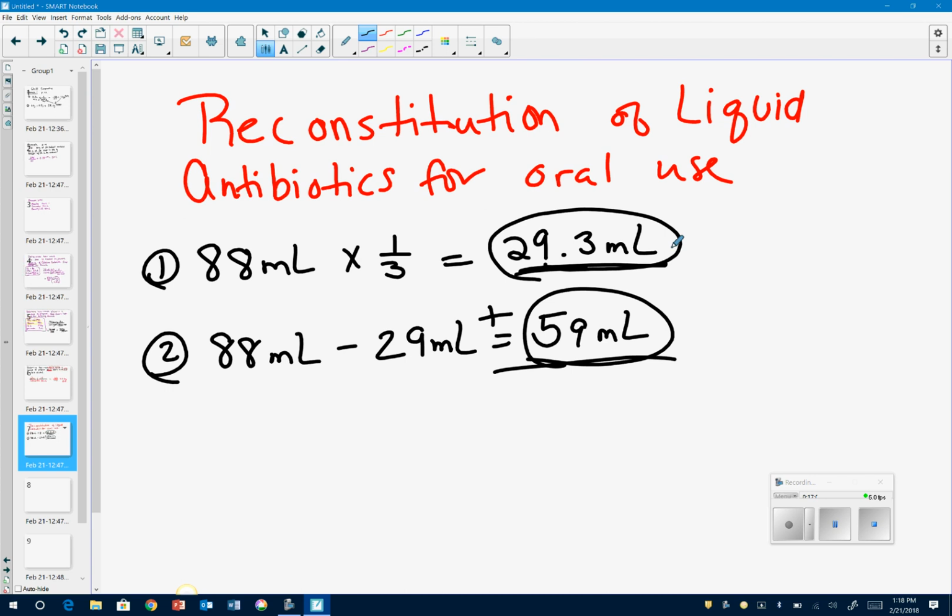Some antibiotics for injections are also supplied in powder form for reconstitution. We talk about these more in Chapter 27.